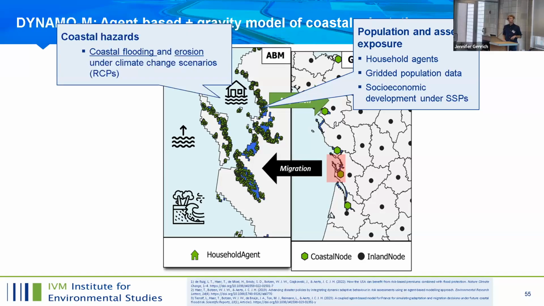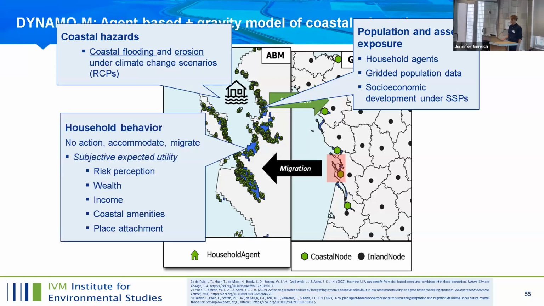And then we also incorporate two types of coastal hazards at this moment. So we account for coastal flooding and coastal erosion hazard under different climate change scenarios. And then we simulate the household behavior, which could be no action, accommodating these changes by implementing adaptation measures, or the migration response, which means that people will move away.